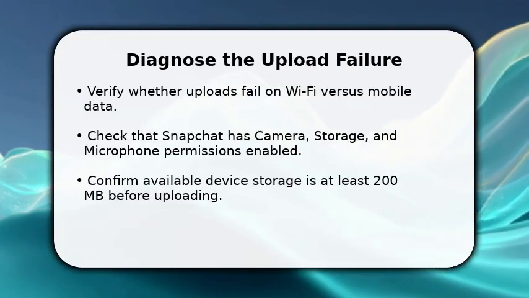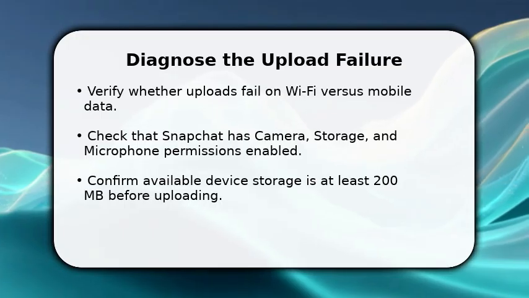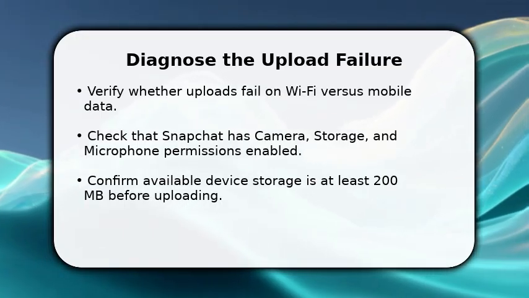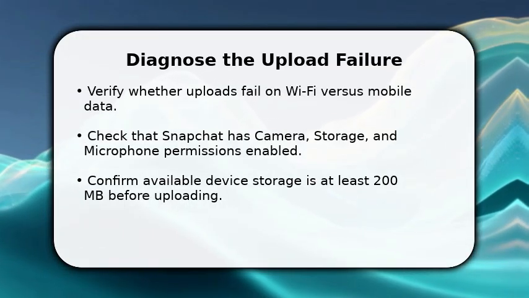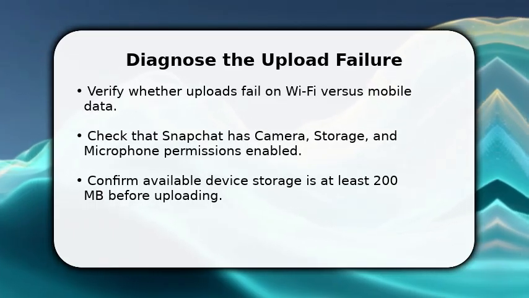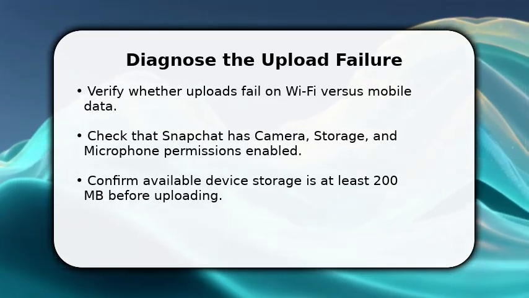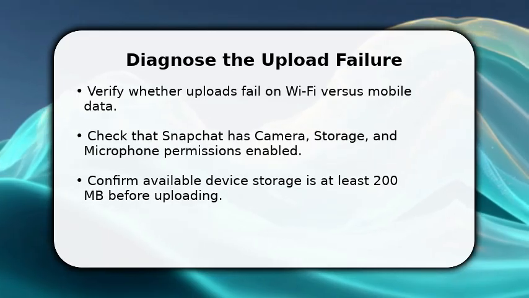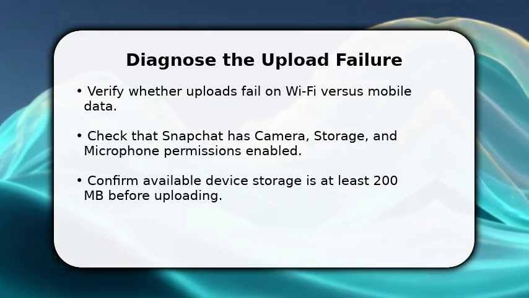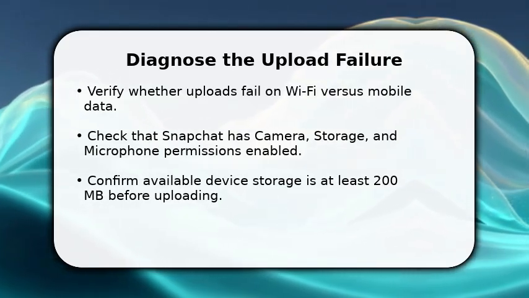First, verify whether uploads fail on Wi-Fi versus mobile data. Test both networks to isolate connection issues. Next, check that Snapchat has camera, storage, and microphone permissions enabled in settings. Open device settings, find apps, then Snapchat, and toggle those permissions on.